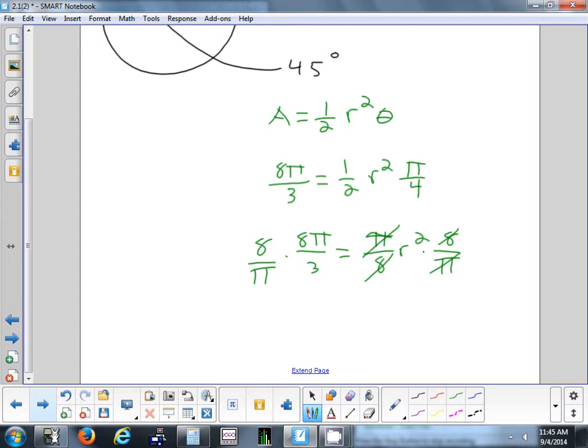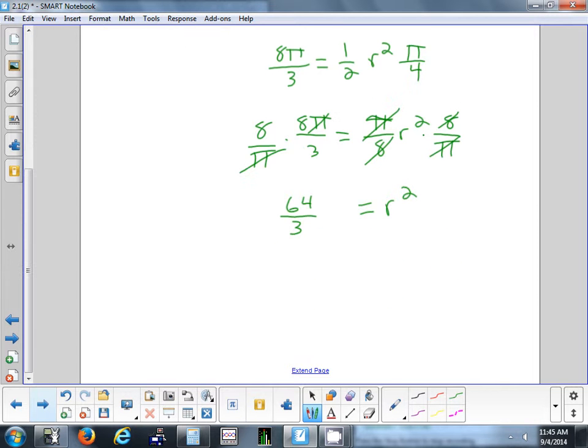So we've gotten rid of everything on the right-hand side except the exponent. 8 times 8 is 64. Actually, what else can I cancel on the left-hand side now? The pi's. So I might as well do that. So it's 64 over 3. And my last step, I got to get rid of squared.